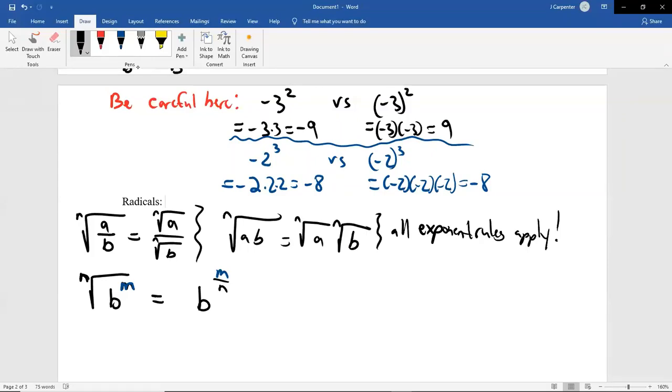The left side is what we call the radical form. The right side is what we call the rational exponent form. Rational exponent means that the exponent is rational. The word rational means fraction.